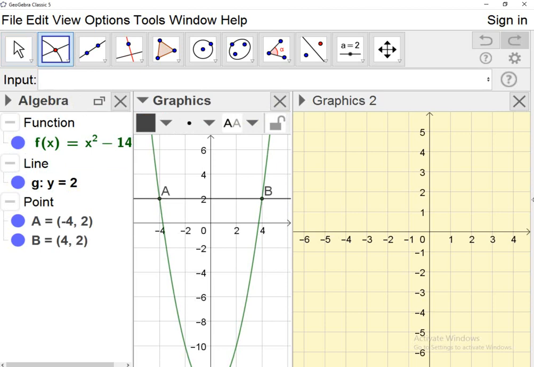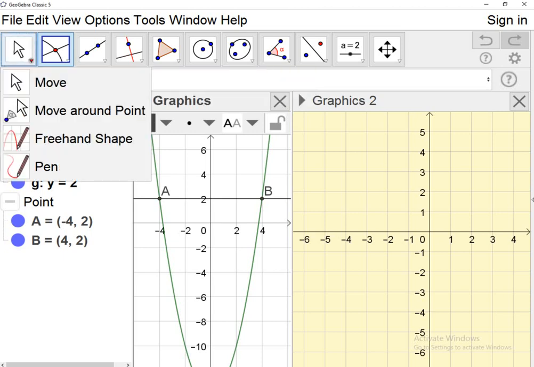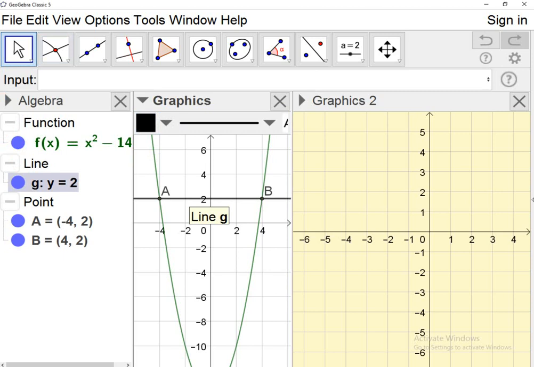Do they intersect at an x value of negative 4 and an x value of 4? Does that make sense? So this is the original problem being asked. Where does this line y equals 2 and the curve x squared minus 14 cross? What is the x value where they cross? We don't like doing that. What makes it easier is to take the line y equals 2 and make it the line y equals 0, and take the curve x squared minus 14 and make it the curve x squared minus 16.